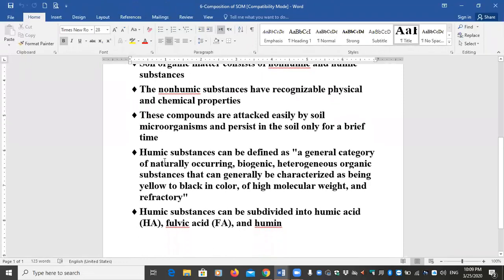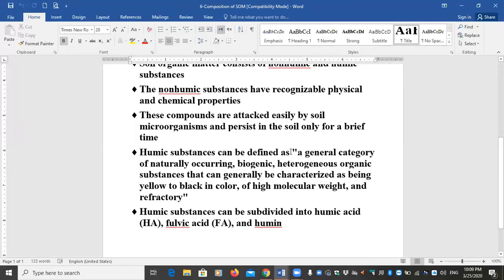Then we have the humic substances. These can be defined as a general category of naturally occurring biogenic heterogeneous organic substances that can generally be characterized as being yellow or black in color, of high molecular weight, and refractory. Now, you don't have to memorize this, but we should understand the meaning of this definition.